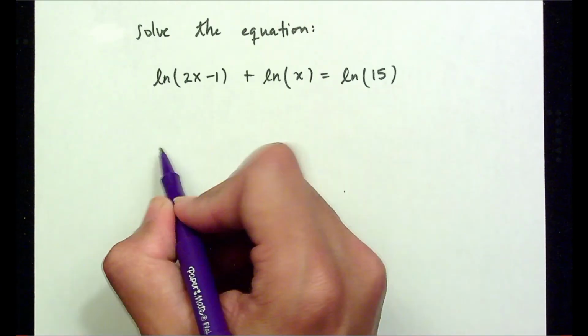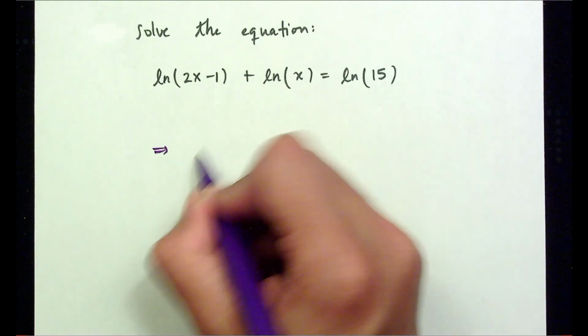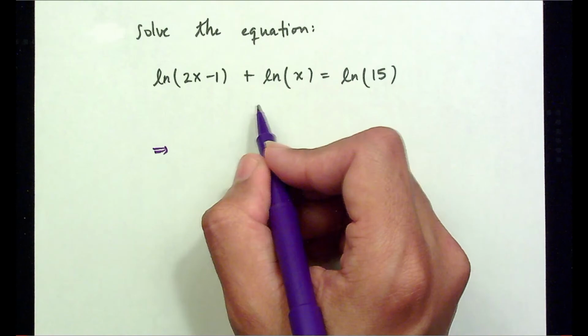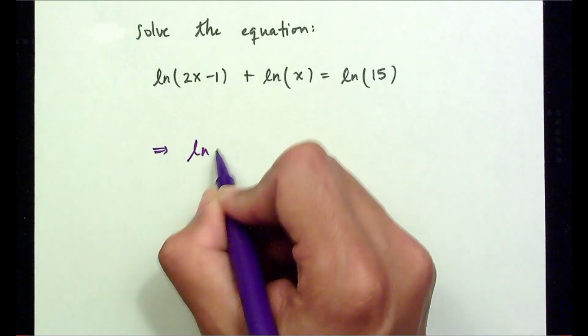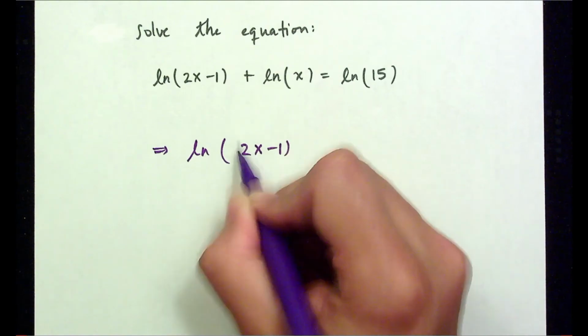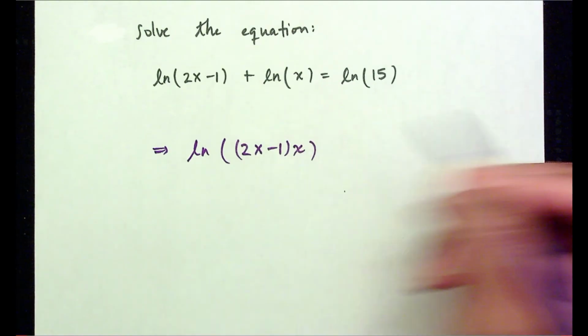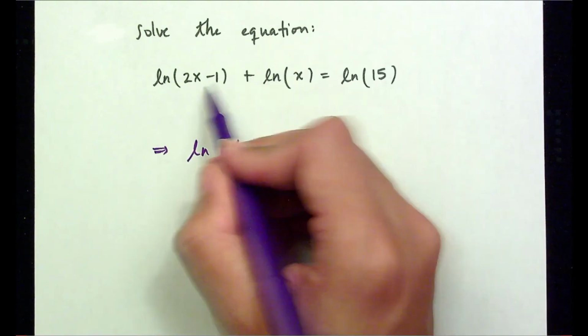Now, condensing the two on the left, we could get, well, the sum of the logarithms is the same as the logarithm of the product. So this is the same as the natural logarithm of the product. Okay, so you multiply that and that.